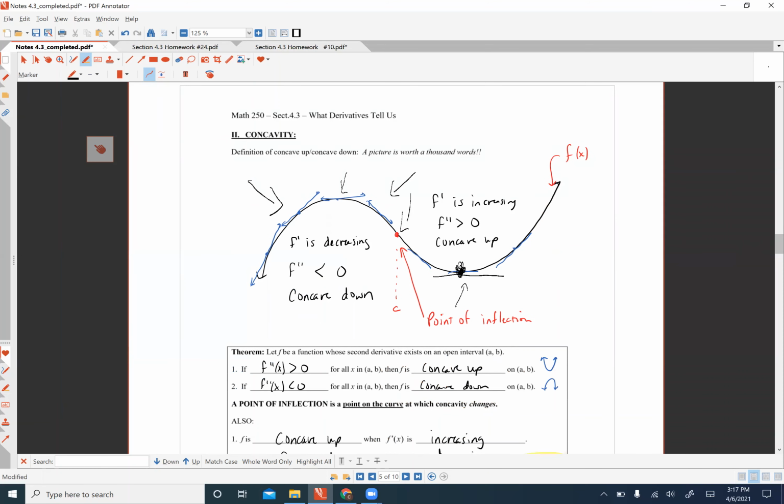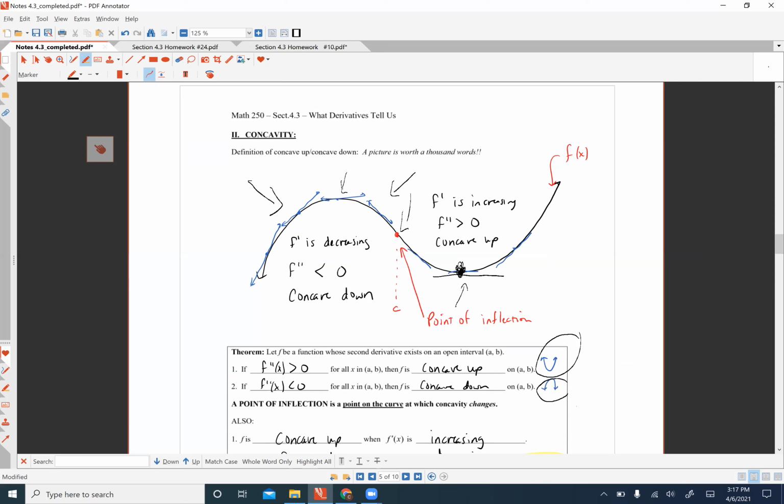Okay, so if the second derivative is positive for all x in some interval (a, b), then the function is concave up, and you get this kind of U-shaped graph. If the second derivative is negative for all x in (a, b), then the graph is concave down. So that means the graph could be going up, but when it's concave down, it could be going up at a slower rate.